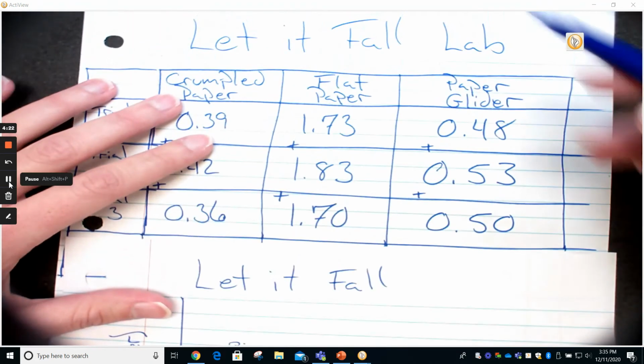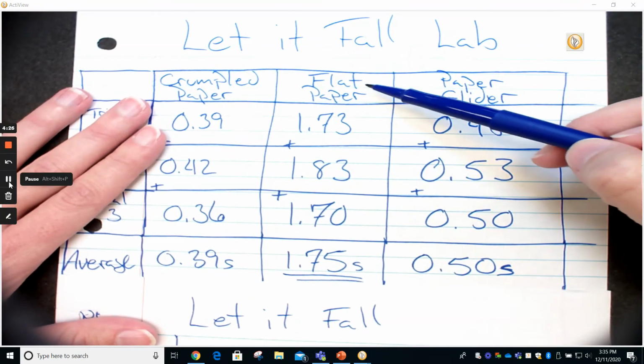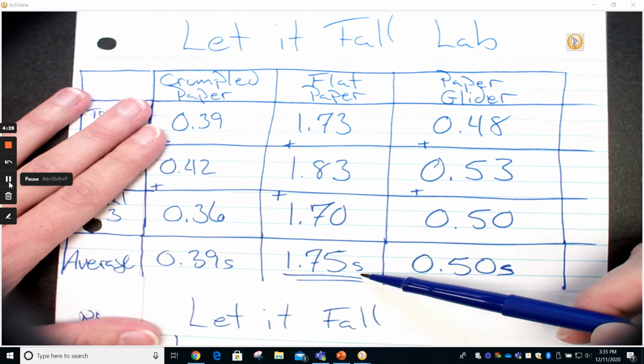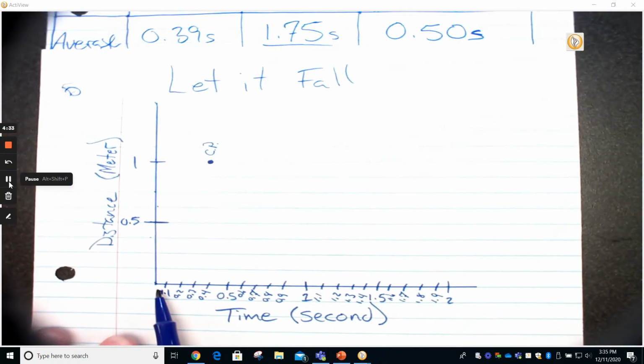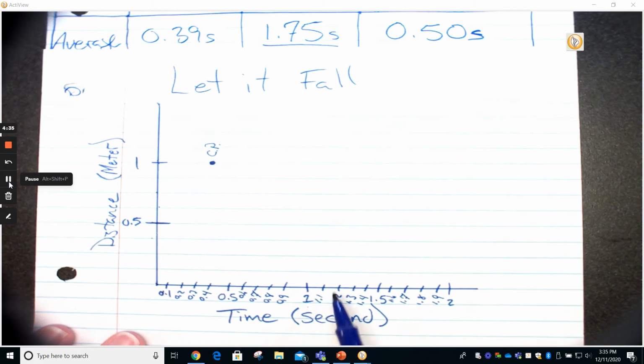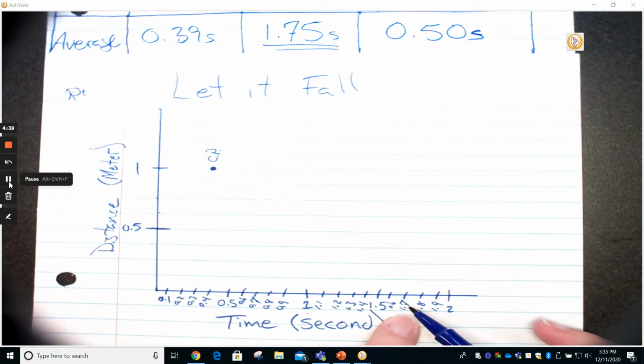Okay, next we need our average for our flat paper, and that was 1.75 seconds. So we need to go across the bottom for our time. There's our 1 second. We need 1.75. So there's 1.7 right here. 1.75 is right between 1.7 and 1.8.